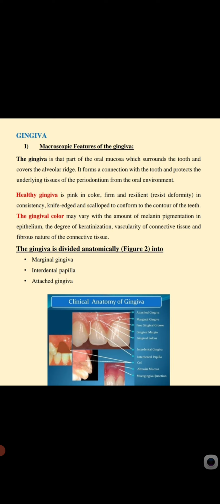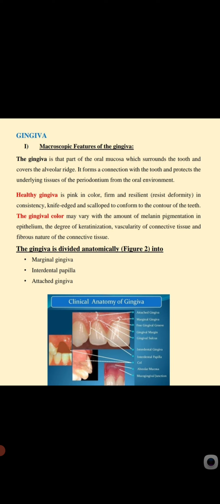Now we divide the features of gingiva into macroscopic and microscopic. Macroscopic are those features of gingiva which we can see by naked eyes without a microscope. These are macroscopic features. Now in macroscopic picture, the color, resiliency, and types of gingiva are included.